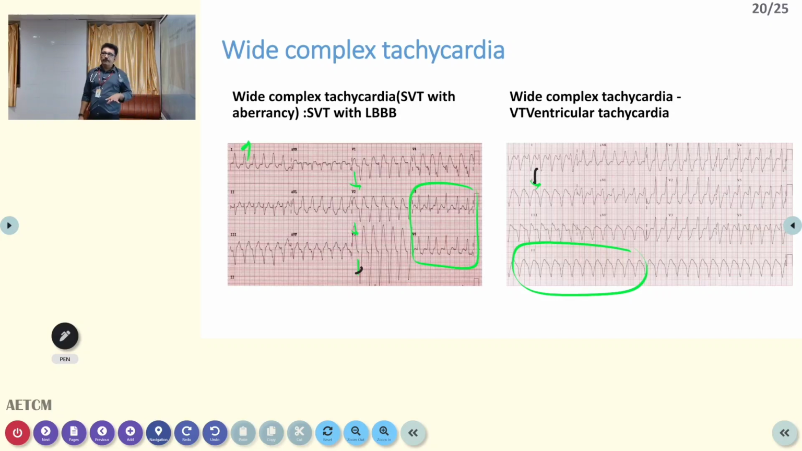But it is very difficult clinically to make out whether it is SVT or VT for an average doctor in the emergency room. So that's why in the ACLS protocol it is only wide complex tachycardia. Whether it is SVT with aberrancy, SVT with WPW syndrome, or VT, the treatment is all similar.